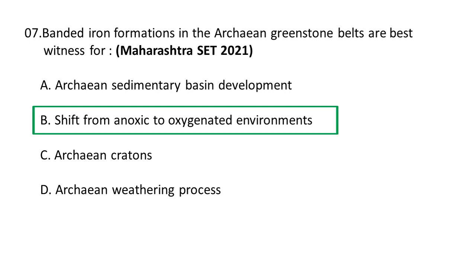Banded iron formations in the Archean greenstone belts are important for understanding the early Earth processes, which include the Great Oxygenation Event and the evolution of life. The Great Oxygenation Event coincides with the peak of banded iron formation deposition in the late Archean, and with the disappearance of a signal that indicates an oxygen poor atmosphere. So banded iron formations in the Archean greenstone belts are best witness for the shift from anoxic to oxygenated environment. B is the correct option.